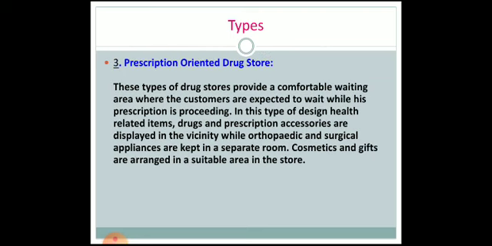Prescription oriented drugstore. In this type, the drugstore provides a comfortable waiting area where customers wait while their prescription is being processed. Health related items, drugs and prescription accessories are displayed, while orthopedic and surgical appliances are kept in a separate room. Cosmetics and gifts are arranged in a suitable area in the store.